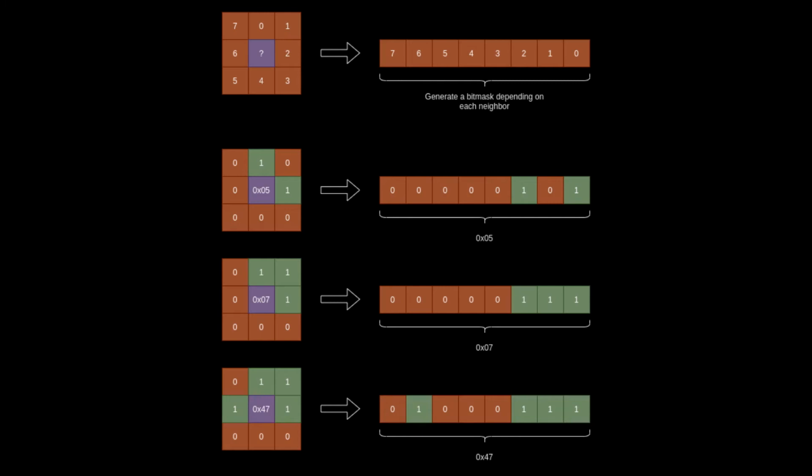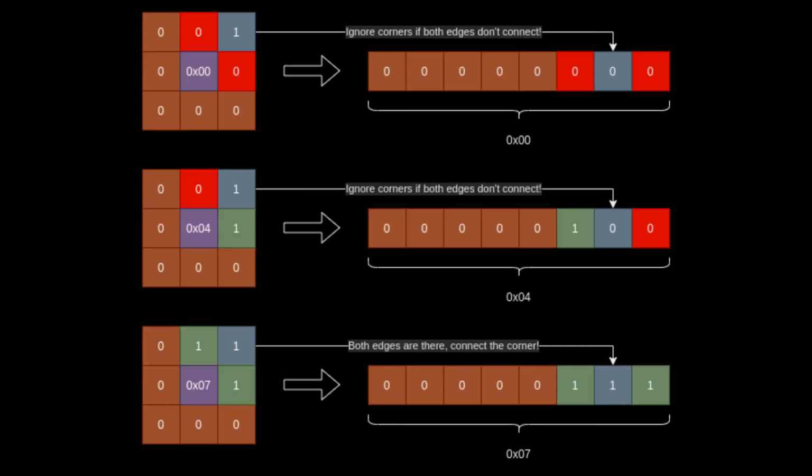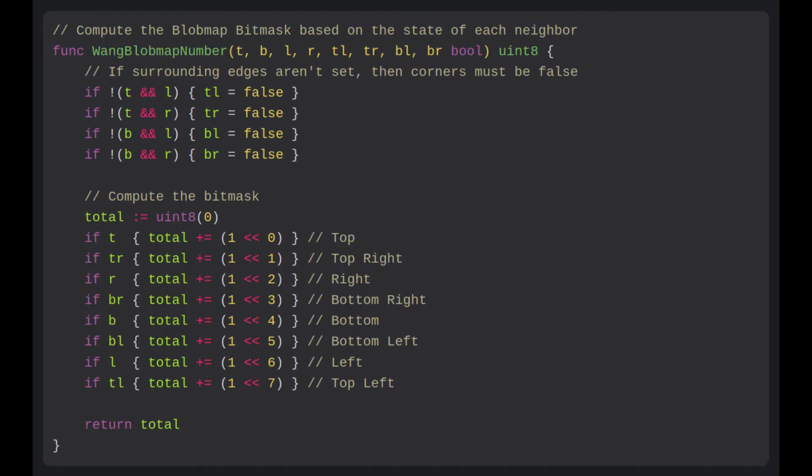But as promised, we can reduce these 256 different possibilities down to 48 with one simple trick, ignoring corners if the edges around them are not also set. What this means practically is that we will clear each corner's position in the bitmask if the edges around it are not already set. For example, we will clear bitmask position 1 if bitmask positions 0 and 2 are not set. Here's a function which computes one of the 48 possible tile numbers based on a boolean for every neighbor.